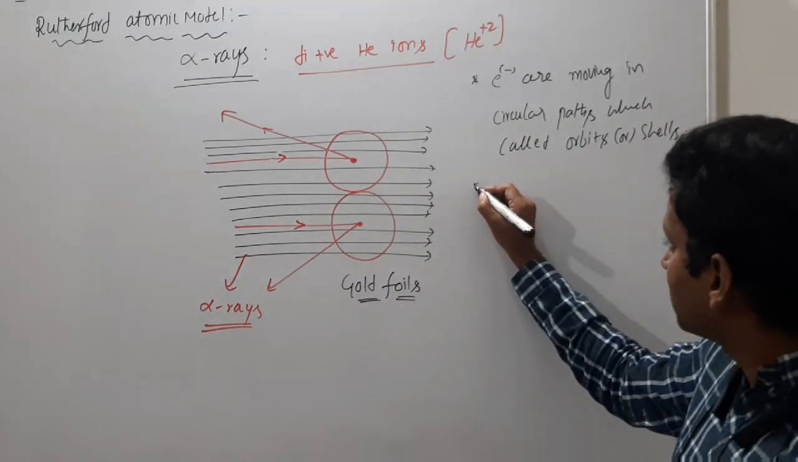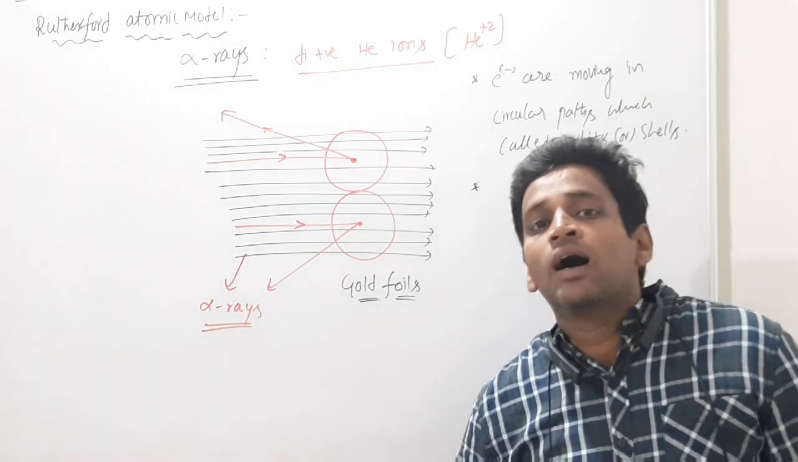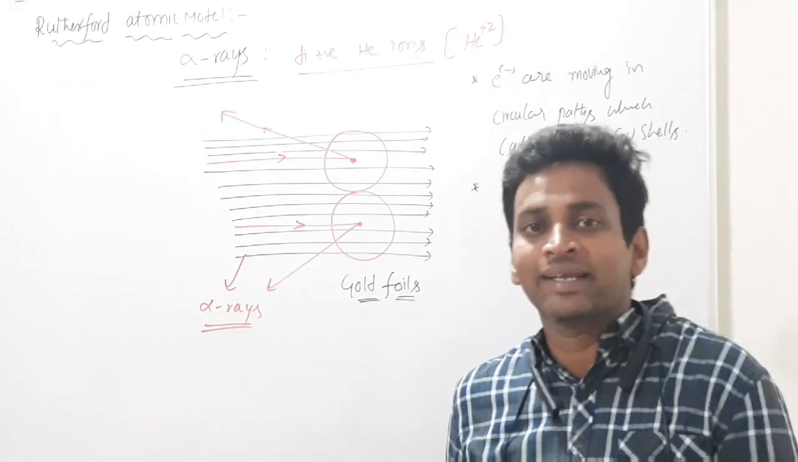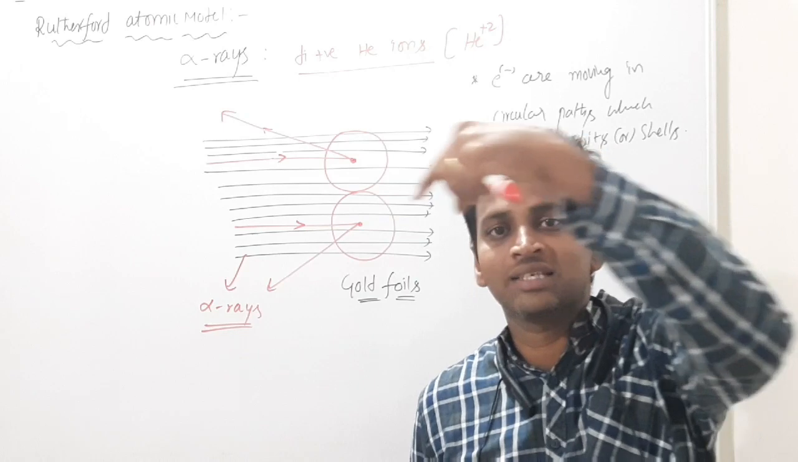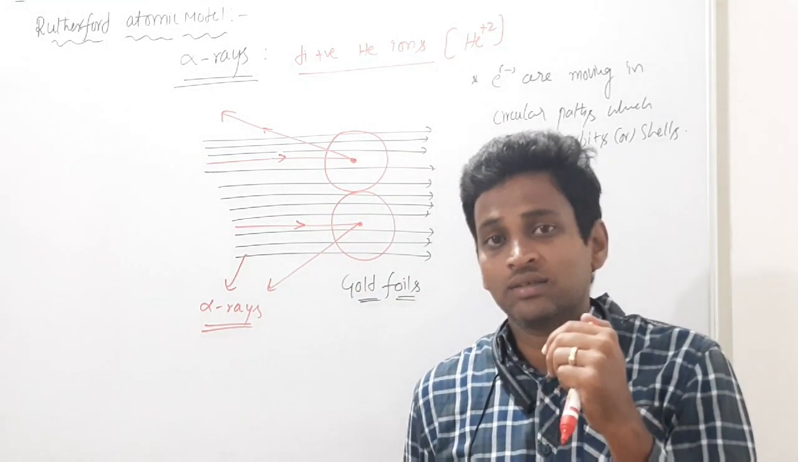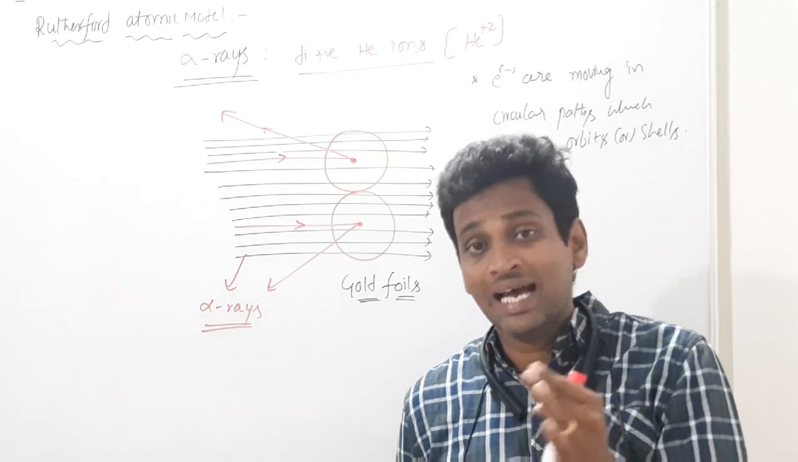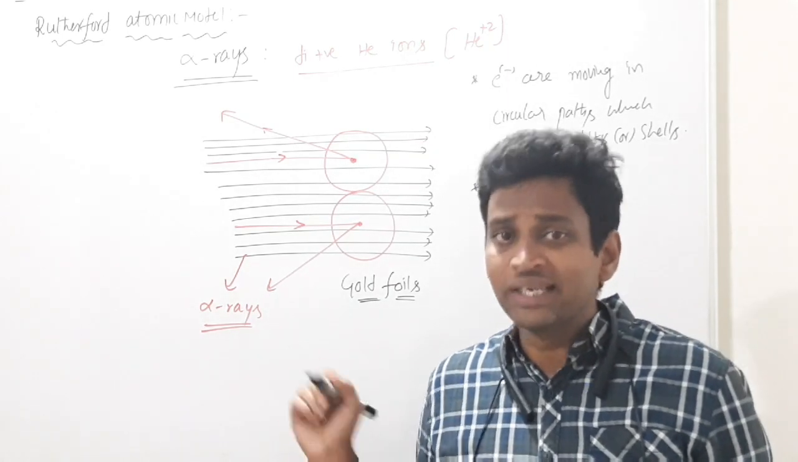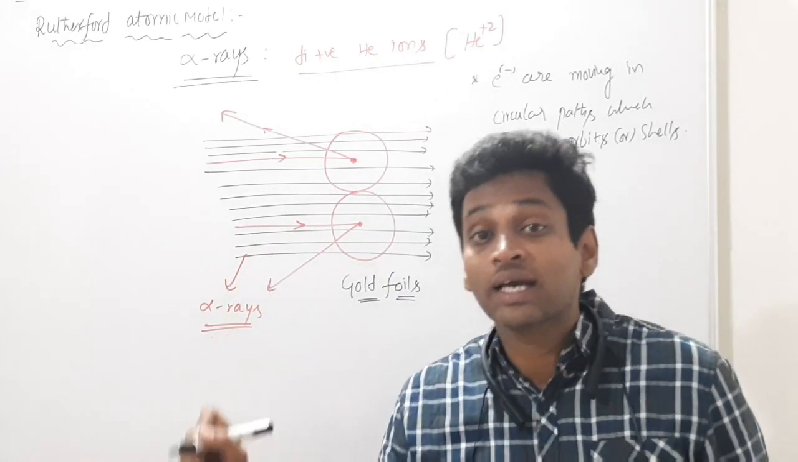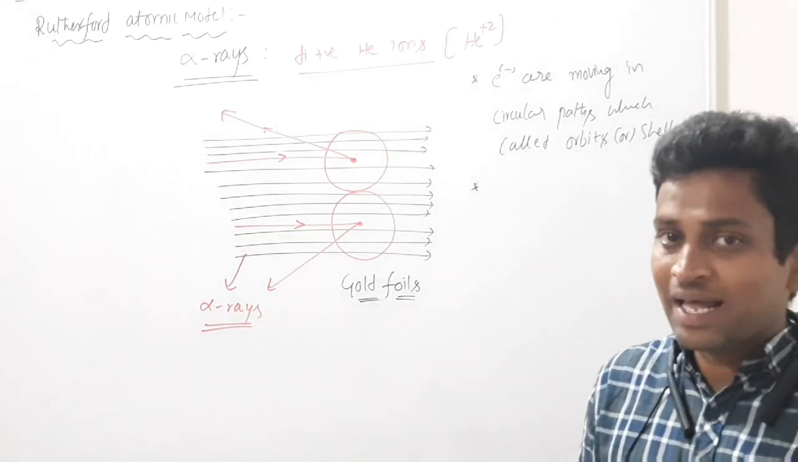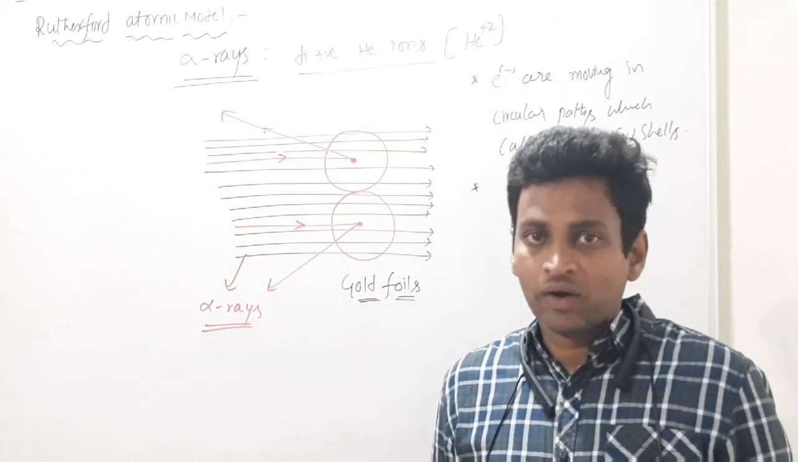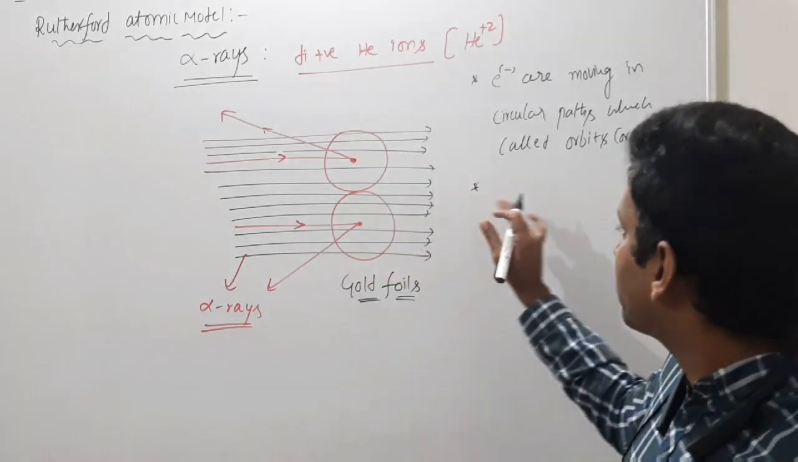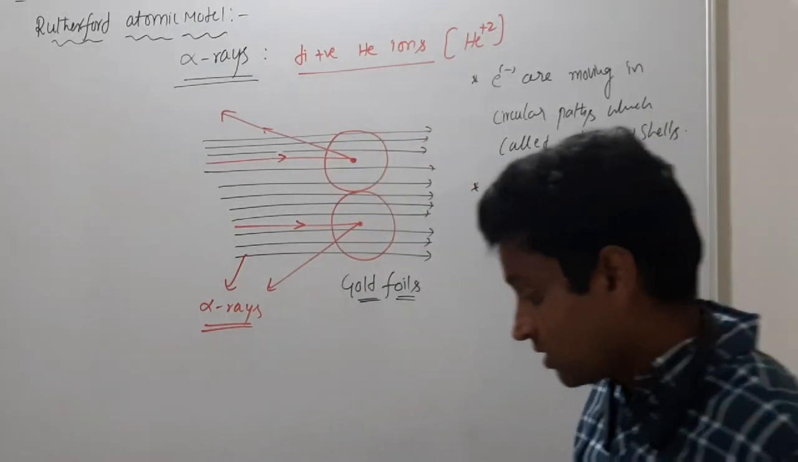So he compared this atomic model, the atom, to a planetary model. Meaning he considered electrons as planets and the nucleus as the sun. He explained how electrons revolve around the nucleus just as planets revolve around the sun. So that point was explained in this Rutherford atomic model.